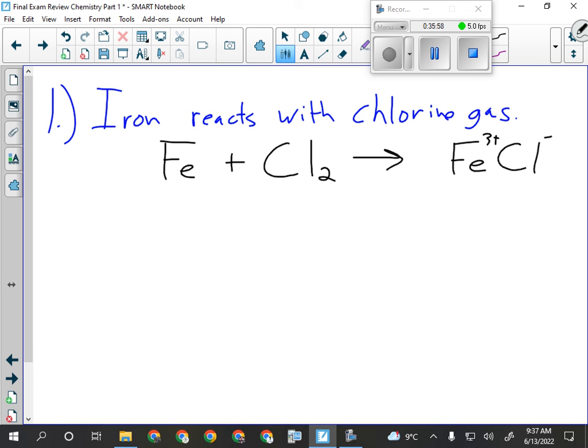Okay, so we're going to have FeCl3. Okay, that's going to be our final compound. And now we've got to balance. 3 is the highest number, so I've got to balance chlorine first. How do I balance 3 and 2? 6 is the lowest common multiple. So I'm going to put a 2 here and a 3 here. That'll give me 6 chlorines on each side. And then I need to put a 2 in front of the iron on this side. Now it's all balanced. Okay, questions on that one?